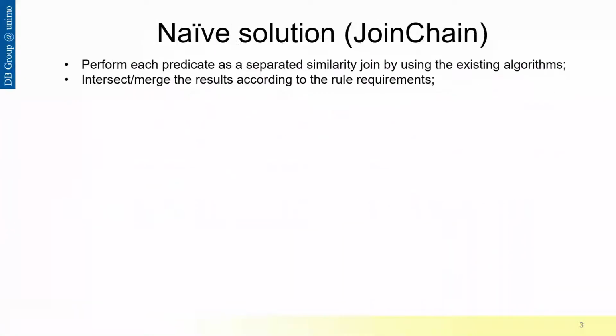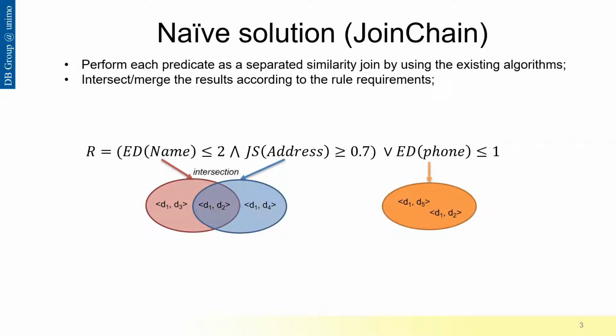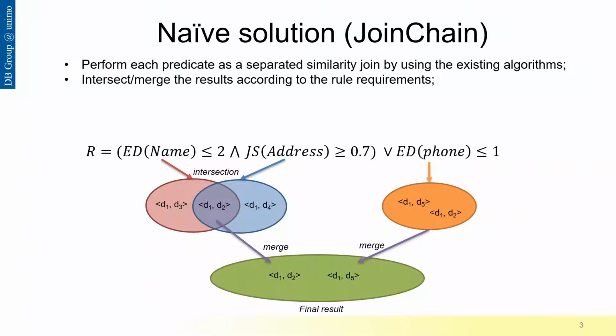A naive solution to execute a rule is to perform each predicate as a separated similarity join by using the existing algorithm, and then intersect or merge the results of each run according to the rule requirements. We call this solution join chain, since it is a chain of similarity joins.